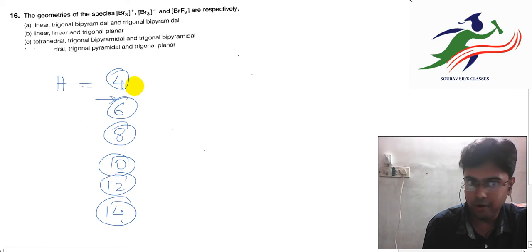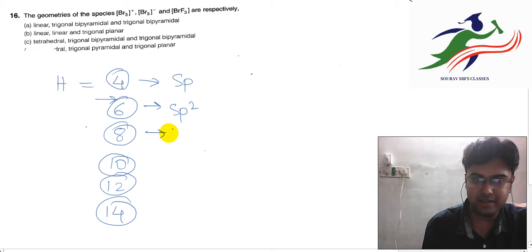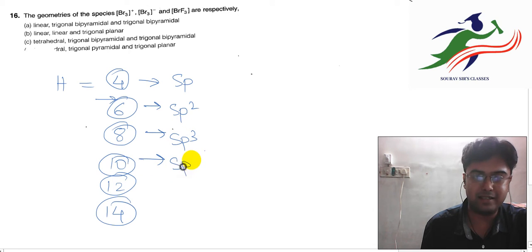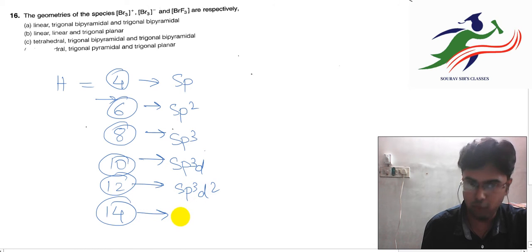If it is 4, then the hybridization is sp. If it is 6, the hybridization is sp2. If it is 8, it is sp3. If it is 10, then it is sp3d. If it is 12, then it is sp3d2. If it is 14, then sp3d3.